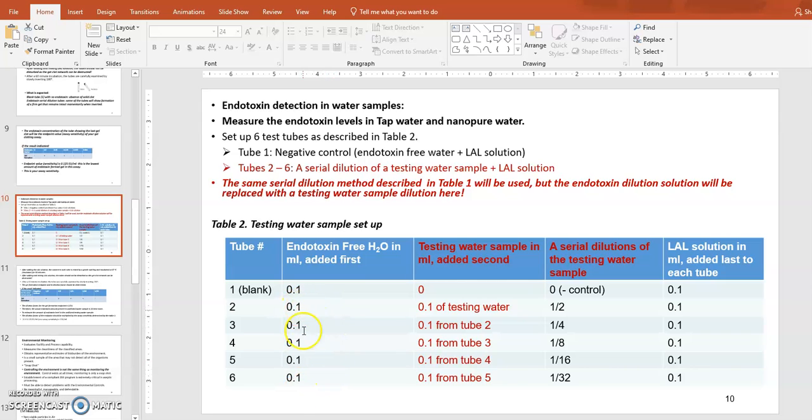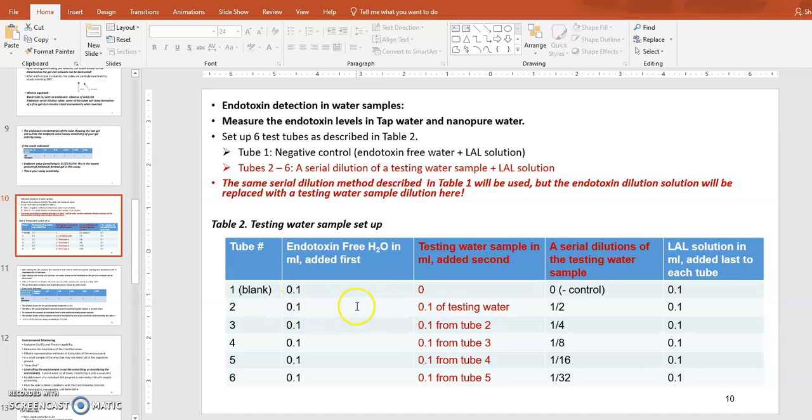Besides the endotoxin free water, you will be adding something. What are you going to add? The testing water solution. It depends on what water you're going to test. Maybe tap water or DI water, or maybe another dirty water, whatever you have, even your spit if you want to, you can test it.